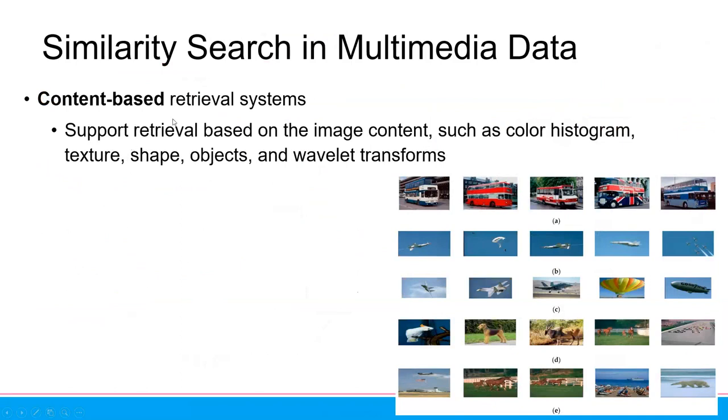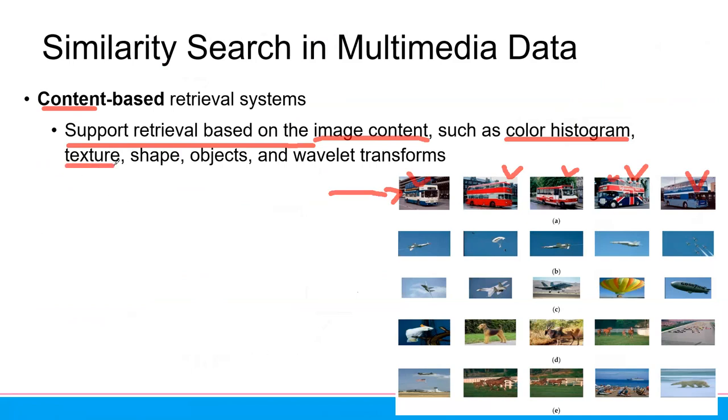Content-based retrieval system. So we want to check this on the content, the content of the image, or we call it the image content. It supports retrieval based on the image content. What is the image content? Such as the color histogram. We can see the first one. Most of this bus has the red color. So if they are dominant in red, I can say, okay, this is a bus. Or if it is dominant in blue, like this one, it may be a bus.